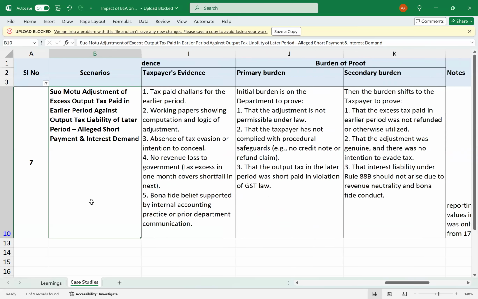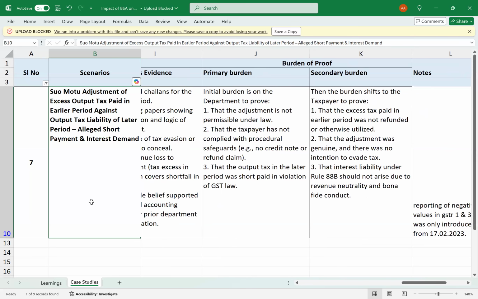So the primary burden would be on the department to prove that the adjustment is not permissible under the law, that the taxpayer has not complied with any procedural safeguards, and that the output tax in the later period was short paid in violation of GST law. And if it does, then again, the accounting and the internal records which the taxpayer has maintained need to be used as evidence to prove his burden that there is no short payment altogether.